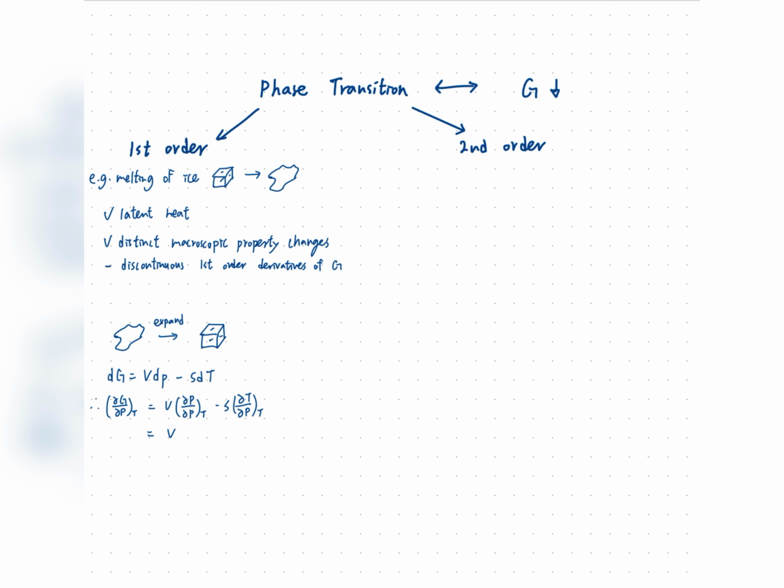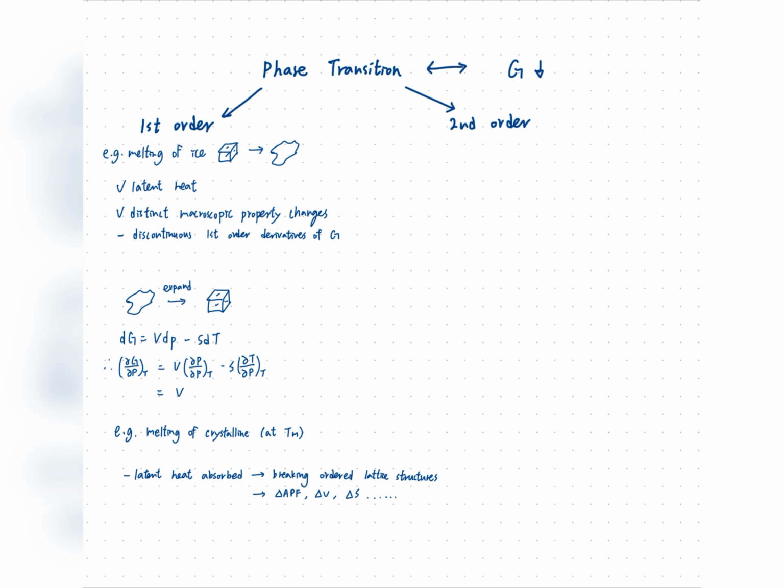Another example of first order phase transition is melting of crystalline polymers, which occurs at crystalline melting temperature Tm. It involves latent heat, leading to breaking of ordered lattice structure. Thus, there will be distinct changes in atomic packing factor, volume, entropy, and other macroscopic properties.